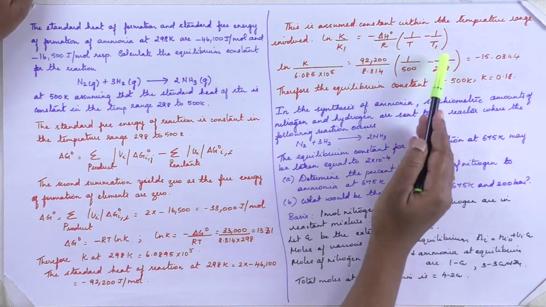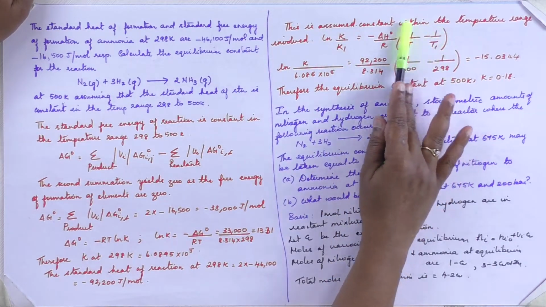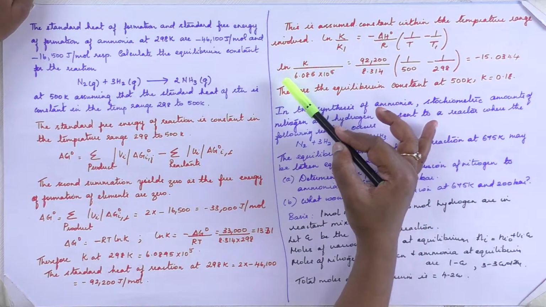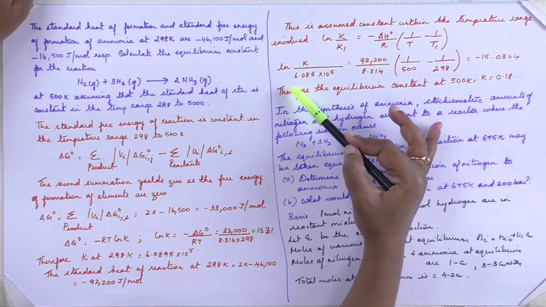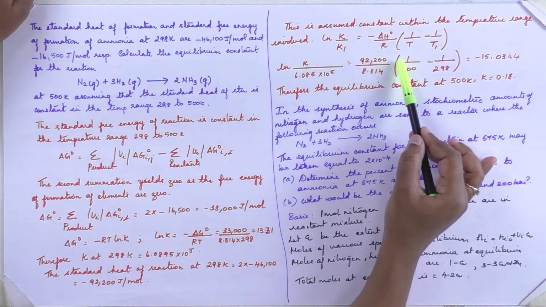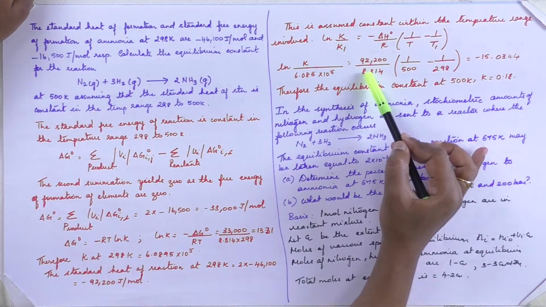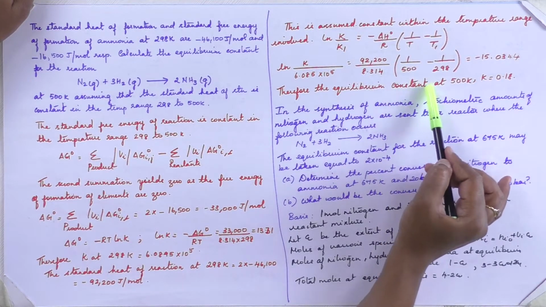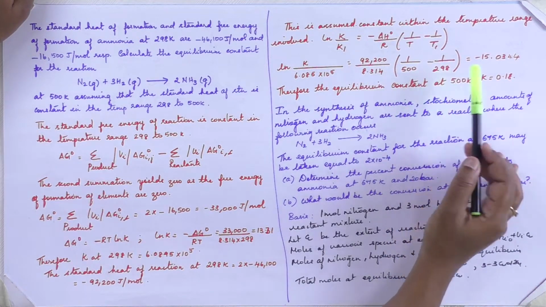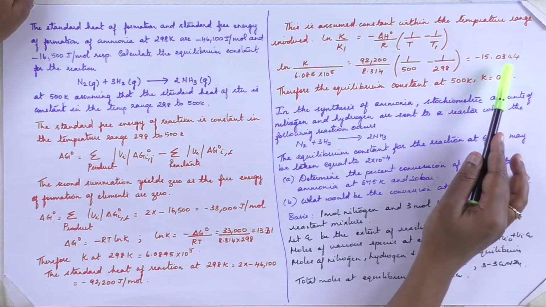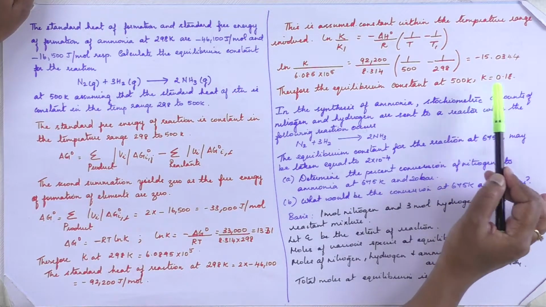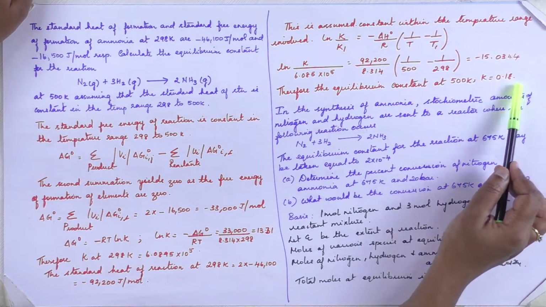So we can substitute in the Van 't Hoff equation, where two different equilibrium constants and two different temperatures are given. When we substitute the values, we get ln K divided by 6.085 into 10 power 5, which is equal to 92,200 divided by 8.314, times 1 divided by 500 minus 1 divided by 298. We get minus 15.0344, and the equilibrium constant value at 500 Kelvin is K equal to 0.8.